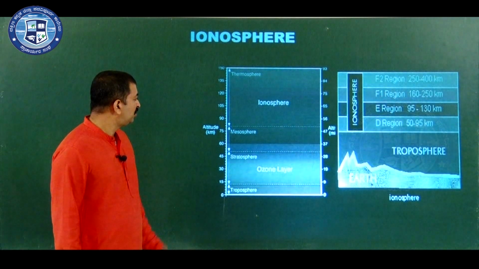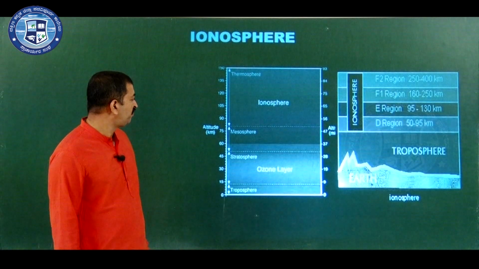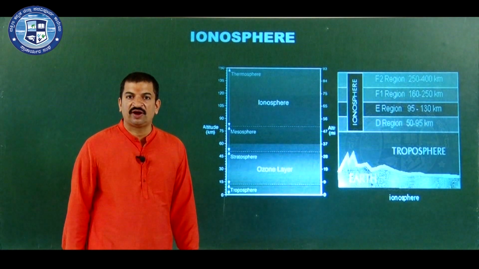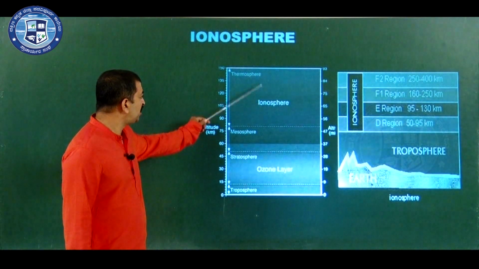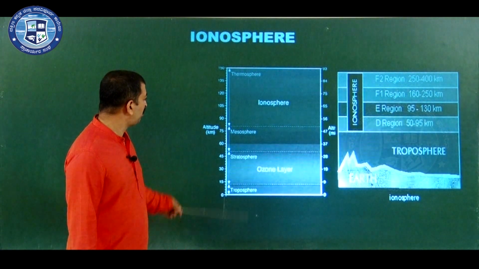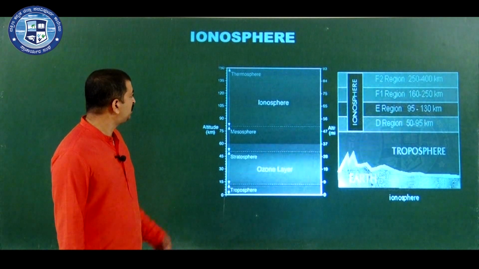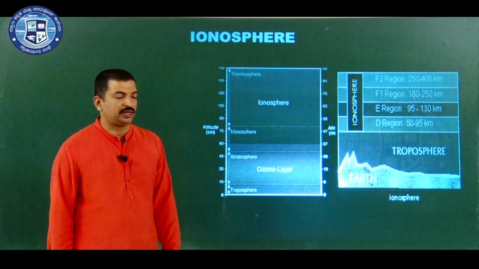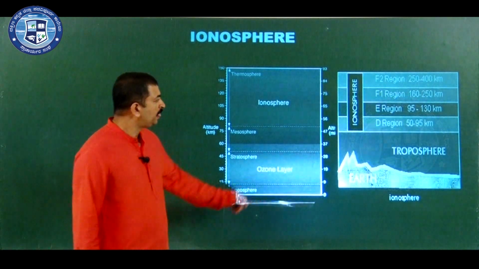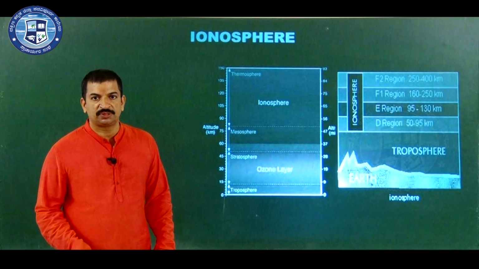The next is the mesosphere layer, which exists at a height of approximately 50 kilometers to 85 kilometers. The last layer is called the ionospheric layer. It exists at a height of around 100 kilometers from the surface of the earth and extends up to 250 kilometers.